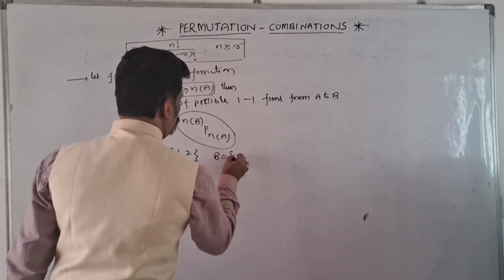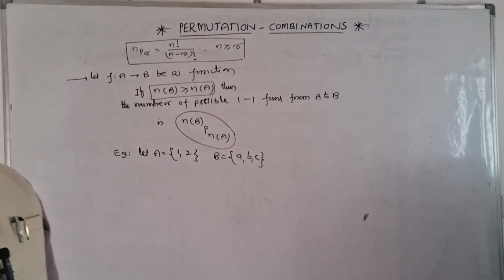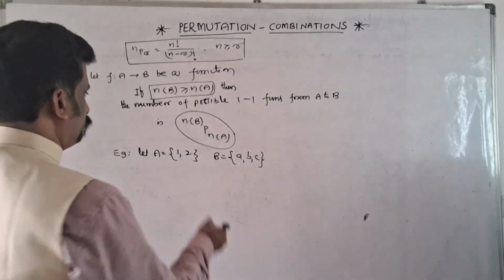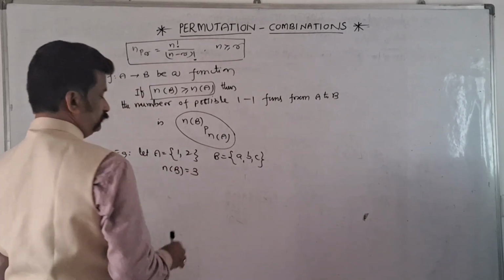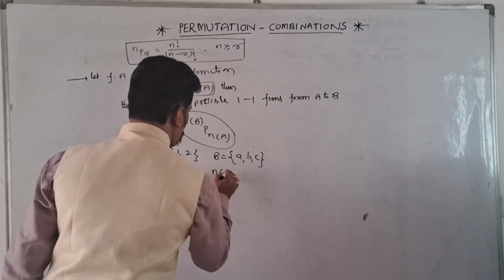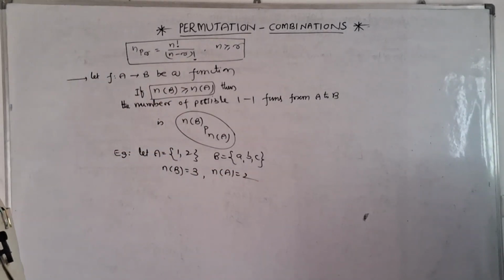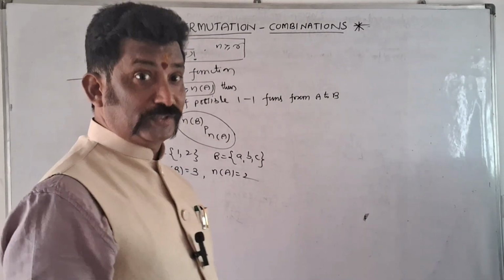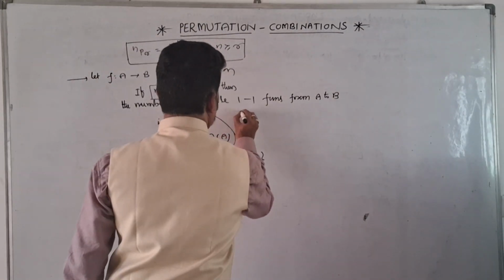B is equal to set of A, B, C. The number of possible one-one functions from A to B. Of course, here the number of elements in B is equal to 3, and n of A, the number of elements in A, is equal to 2. The number of possible one-one functions or injections.